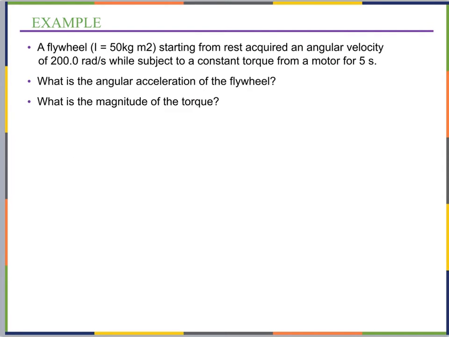The latter is the first one we're going to look at. So in this problem, we have a flywheel. It has a moment of inertia of 50 kilograms meters squared. It starts from rest, so we know that omega naught is 0. And it's going to acquire an angular velocity of 200 radians per second.